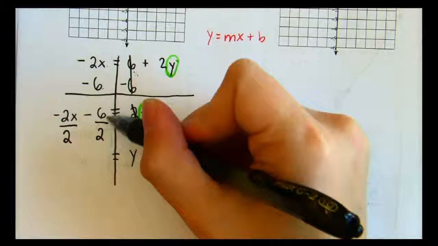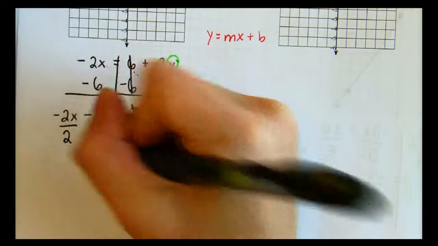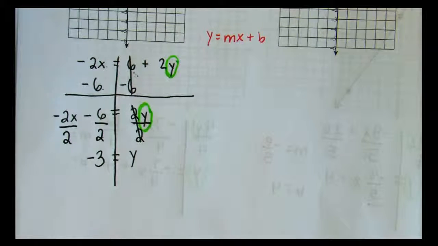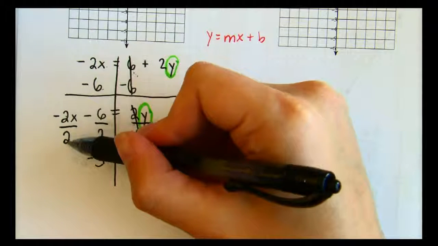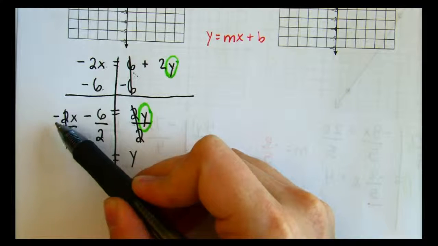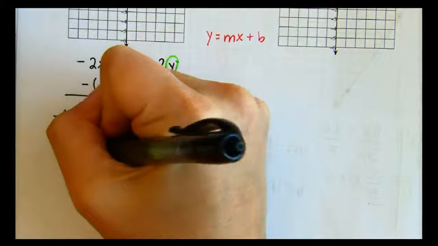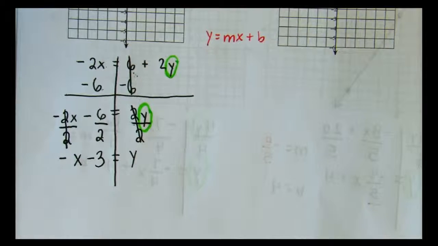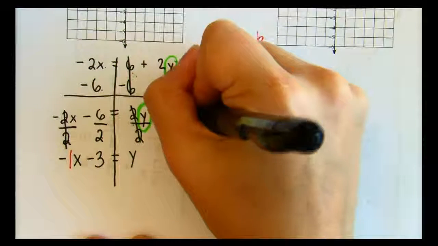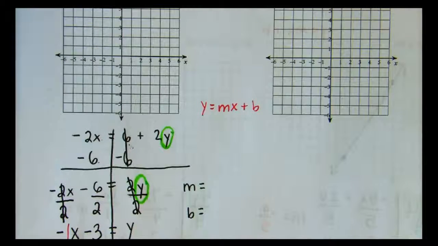Over here, let's just keep dividing. 6 divided by 2 will leave me with a 3, and I'll keep the sign that's in front. Negative 2 divided by 2. Well, those 2's can cancel out as well, but the negative does not cancel out. So I'm left with a negative x, or I could also put a 1 in front of that x. So negative 1x. What is the slope of that line? What is the y-intercept? Go ahead and graph it.